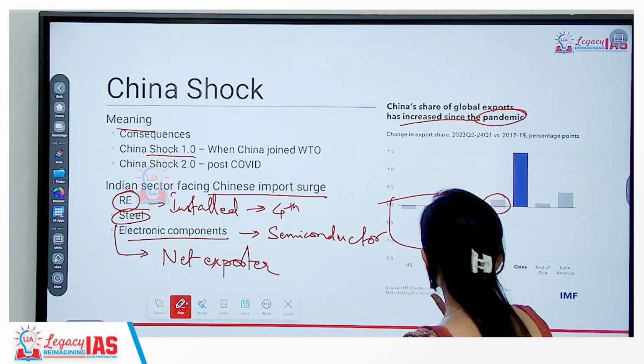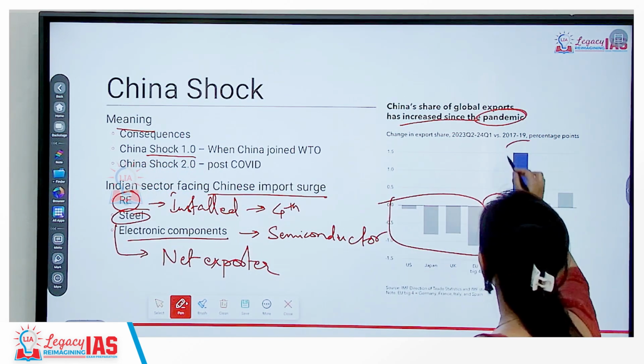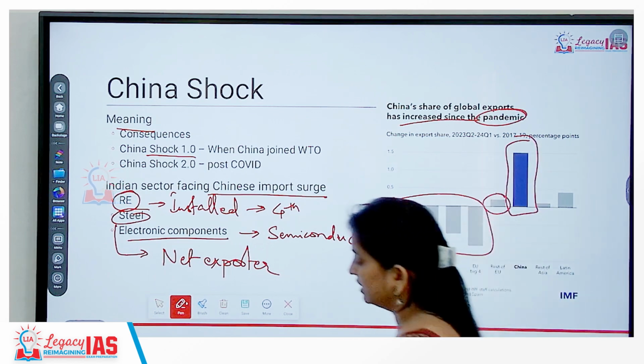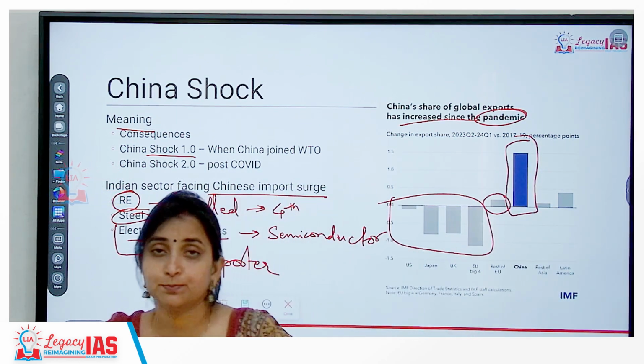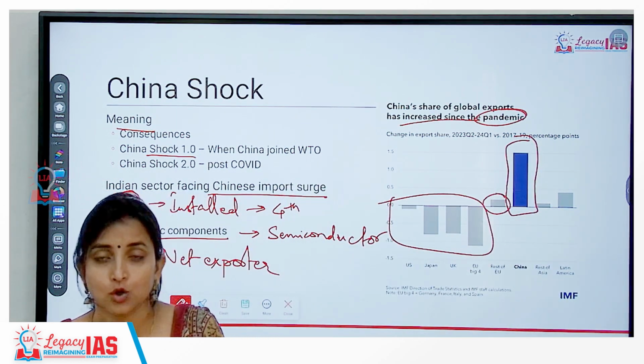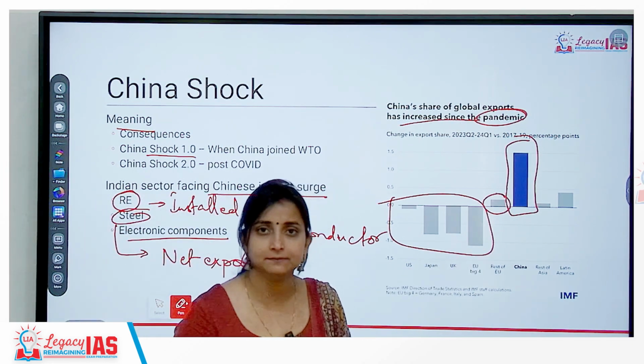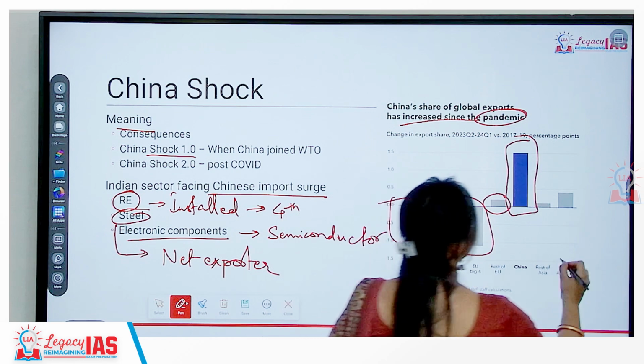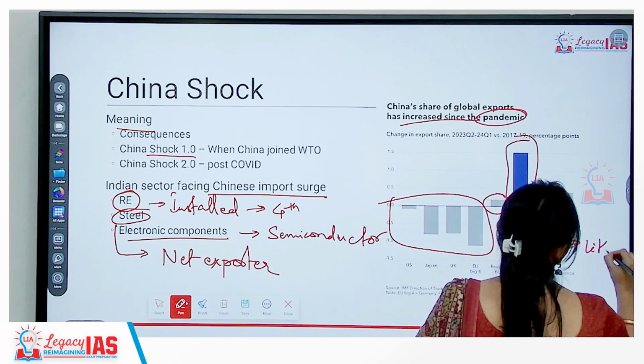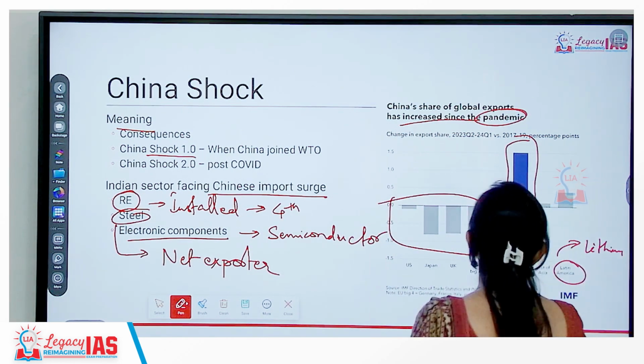For European Union and other countries there is a meager increase, but see the increase of China, see the increase of Chinese presence in the export, in the global trade in terms of export. This is the maximum in case of China. Okay? Latin America side has increased because of the discovery of lithium. Because of lithium, Latin America has started to gain importance.